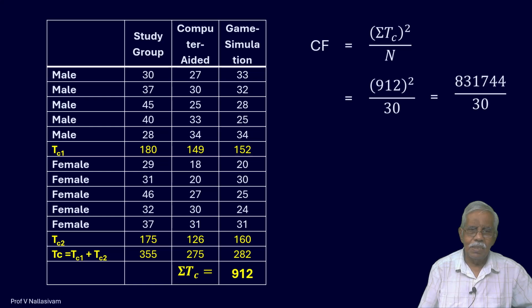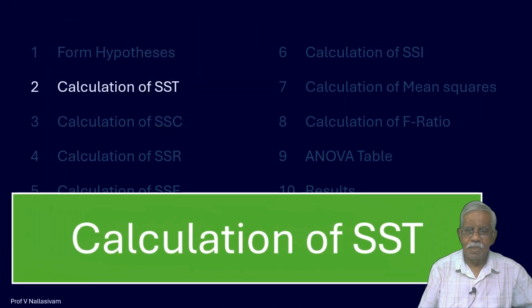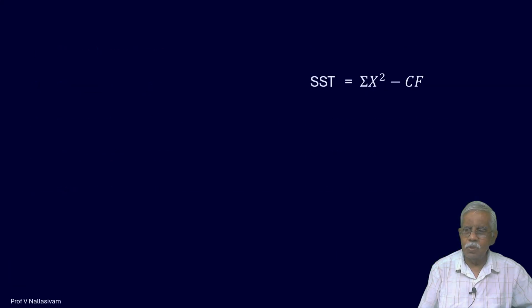8,31,744 divided by 30. Correction factor is 27,724.8. We shall turn to calculate SST now. The formula we are going to use to calculate SST equal to sigma x square minus correction factor. We have the value of correction factor, it is 27,724.8.